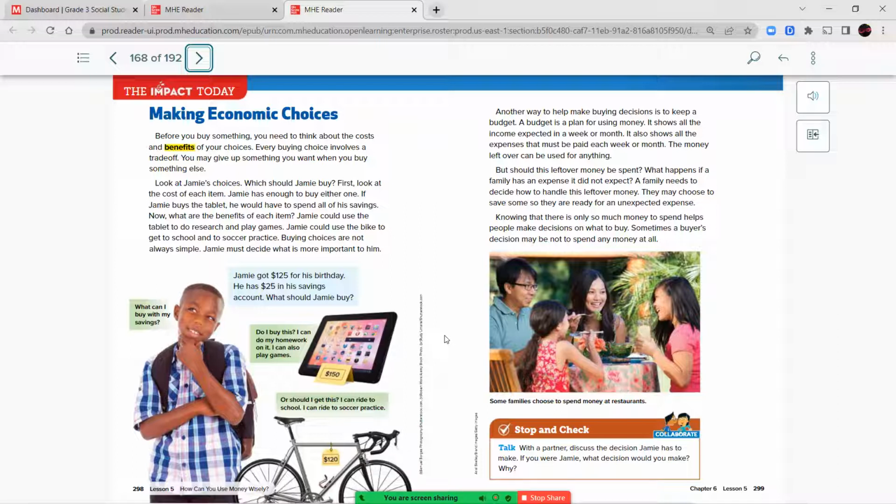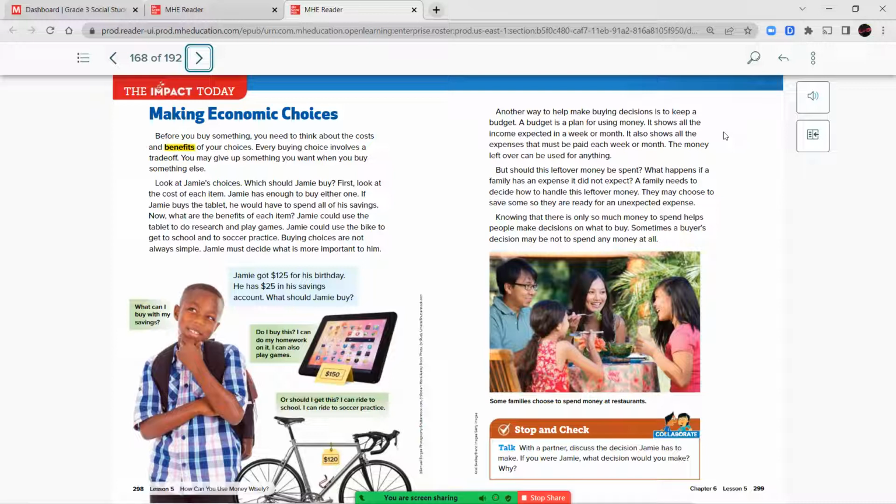Another way to make buying decisions is to keep a budget. A budget is a plan for using money. It shows all of the income and expense expected in a week or a month. It also shows all of the expenses that must be paid each week or month. The money left over can be used for anything.